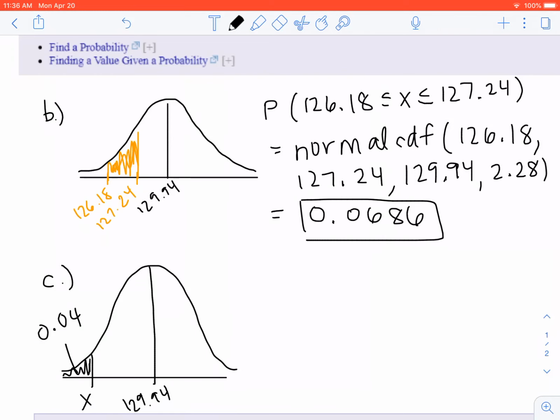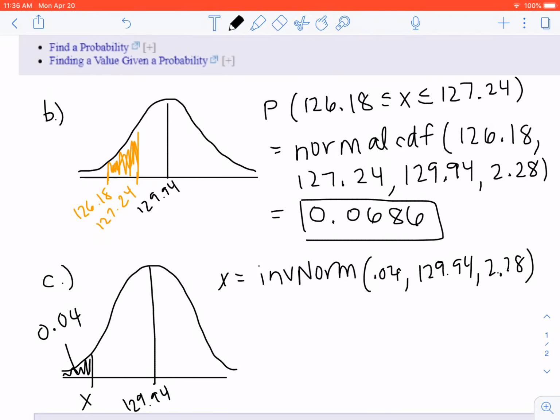So in order to find that X value down here, we're going to use inverse norm. It's the area to the left, which is 0.04, our mean, which is 129.94, comma standard deviation, which is 2.28, and then enter, you get 125.9484 seconds.